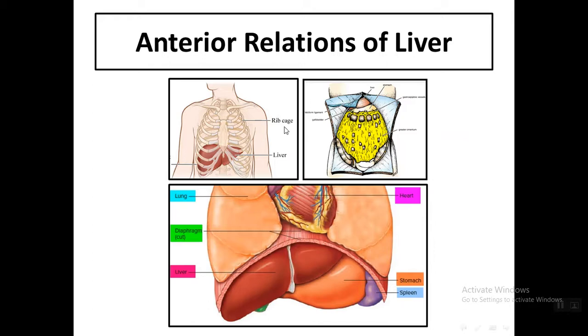What are the anterior relations of the liver? As we said, it is covered by the costal margin, so it is related to the right and left costal margins, related to the xiphoid process anteriorly, and also related to the anterior abdominal wall. Also, the liver is related anteriorly to the diaphragm, to the pleura of both lungs, and to the lower margin of the right and left lungs. All these are anterior relations of the liver.